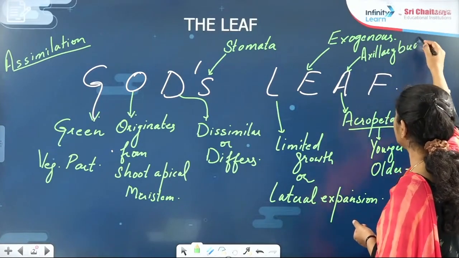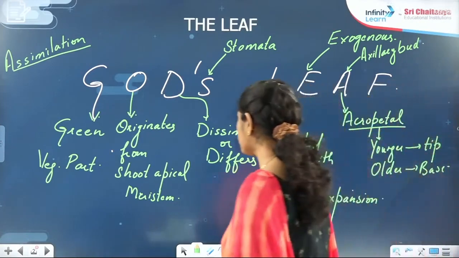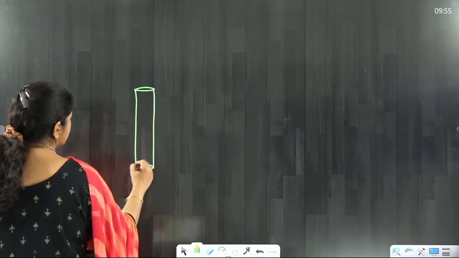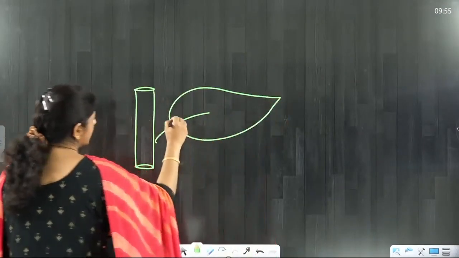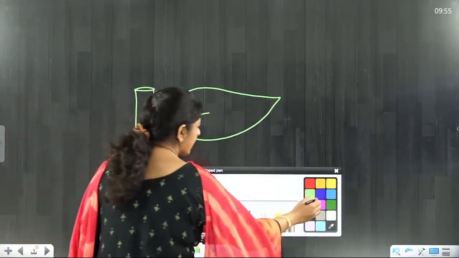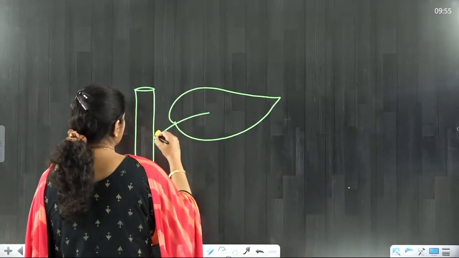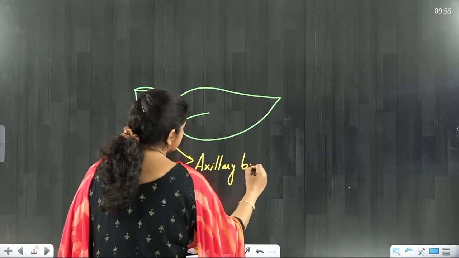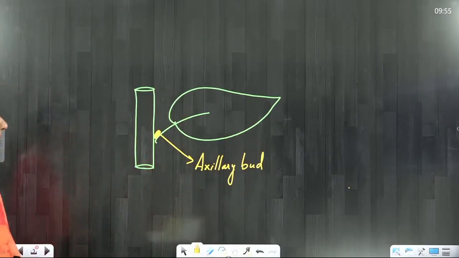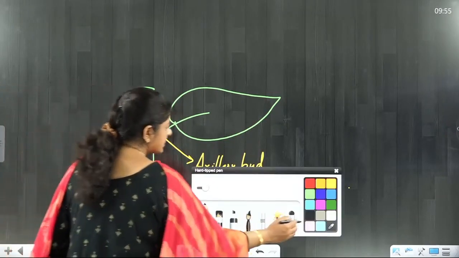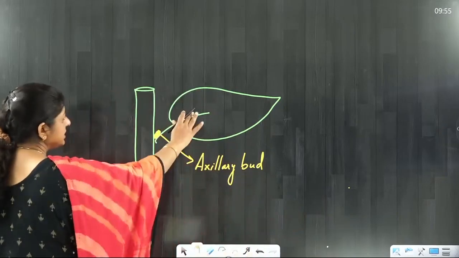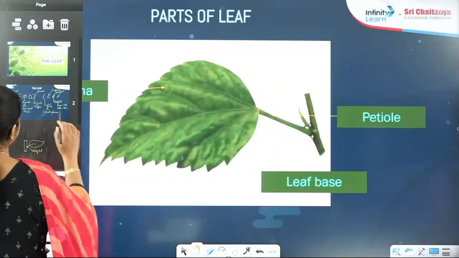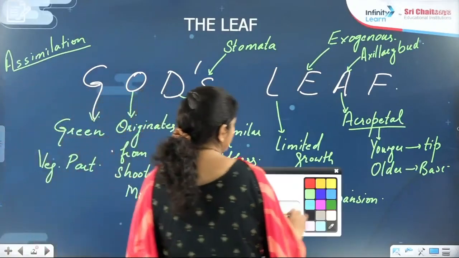In my yesterday's lecture I said, suppose this is the stem part and this is the leaf part. On its axil, it has a bud. This bud is called the axillary bud, which is a leftover of the shoot apical meristem. So the presence of this bud tells you that this is a leaf as an organ.